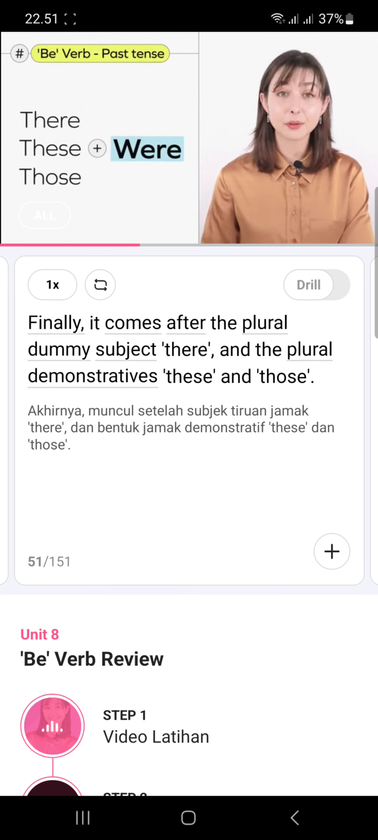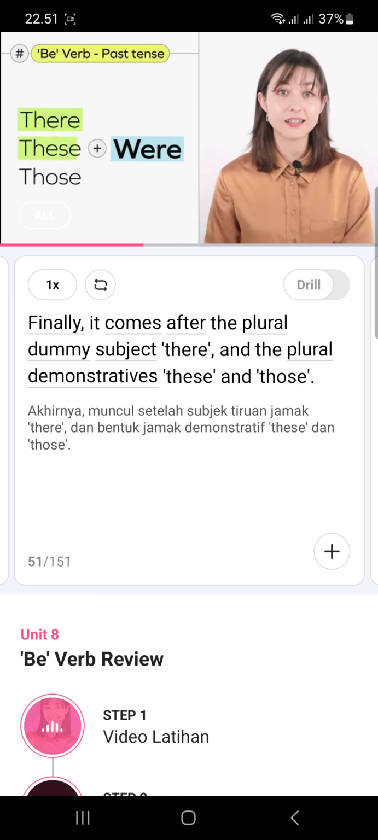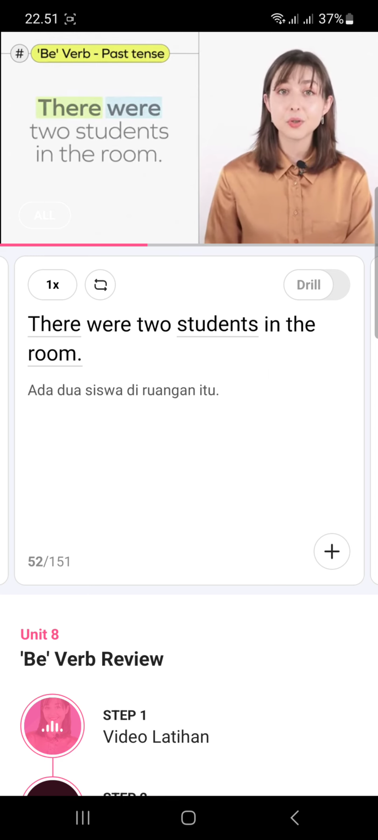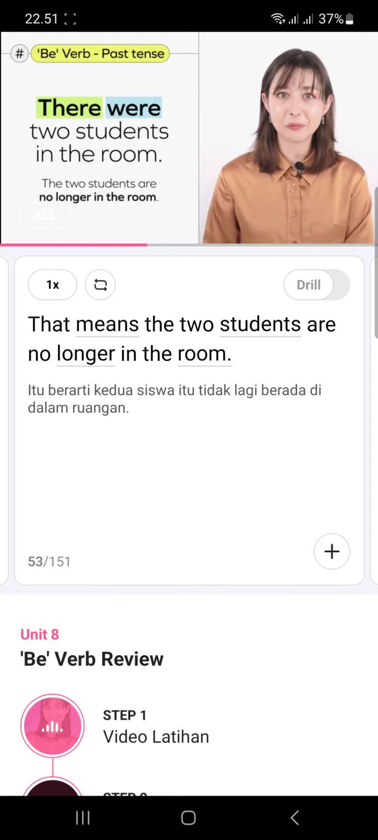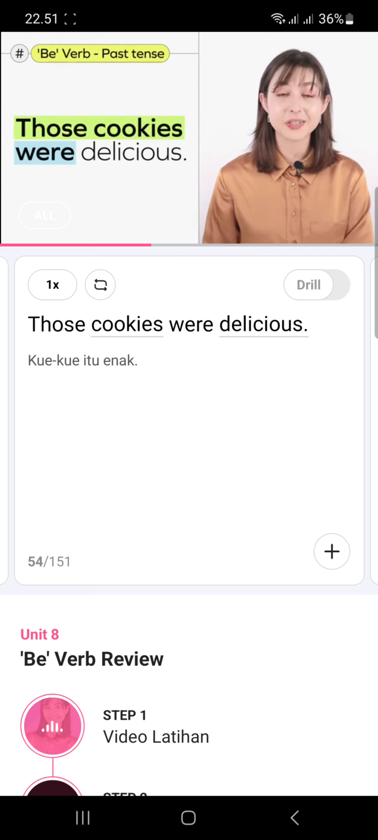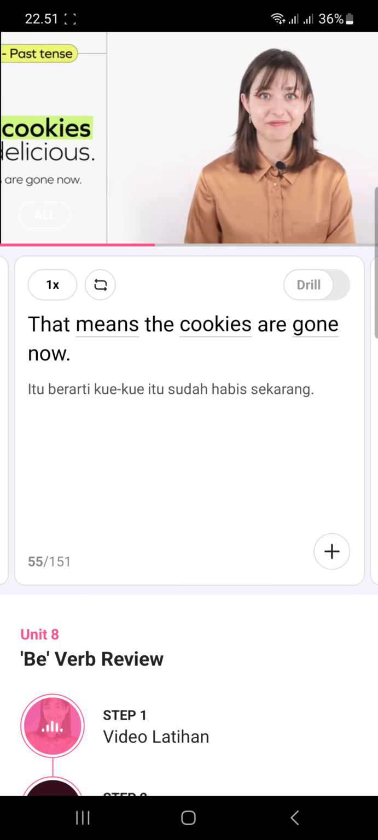Finally, it comes after the plural dummy subject their and the plural demonstratives these and those. There were two students in the room. That means the two students are no longer in the room. Those cookies were delicious. That means the cookies are gone now.